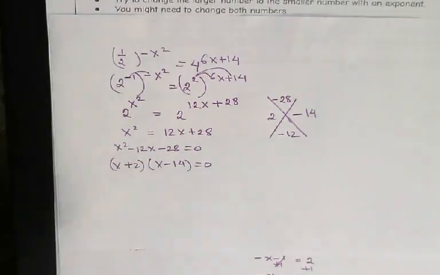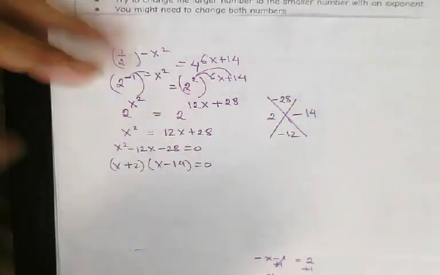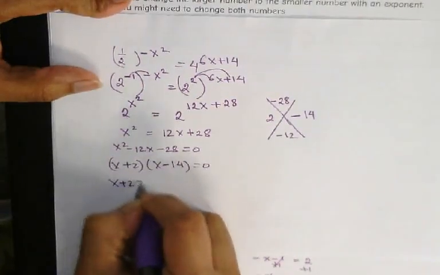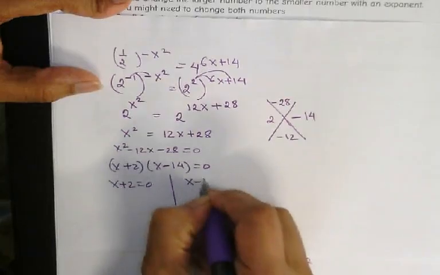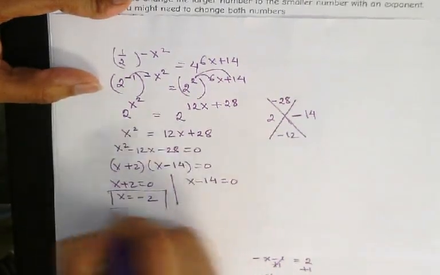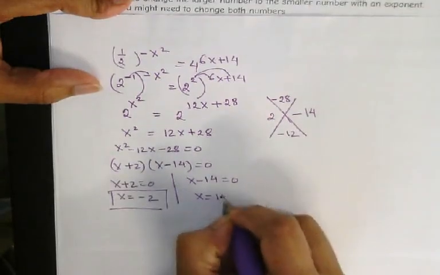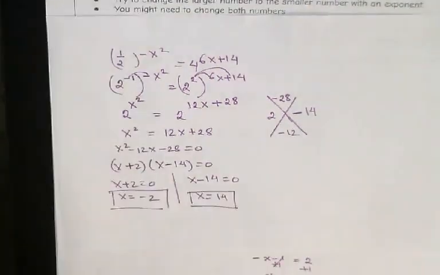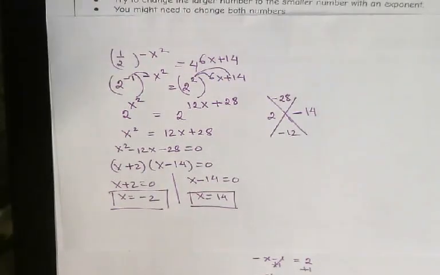Don't forget, these are my factors. I have to give the answer, x values. So x plus 2 is equal to 0, x minus 14 is equal to 0. X equals -2, x equals positive 14. These are my answers. Any question on this one?